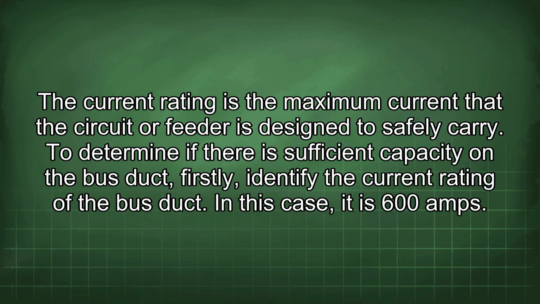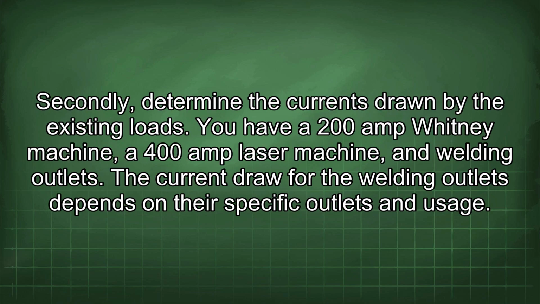To determine if there is sufficient capacity on the bus duct, firstly, identify the current rating of the bus duct. In this case, it is 600 amps. Secondly, determine the currents drawn by the existing loads. You have a 200 amp Whitney machine, a 400 amp laser machine, and welding outlets. The current draw for the welding outlets depends on their specific outlets and usage.